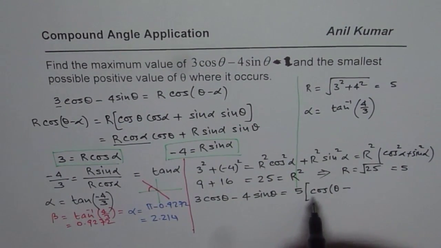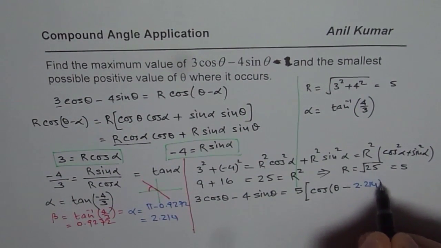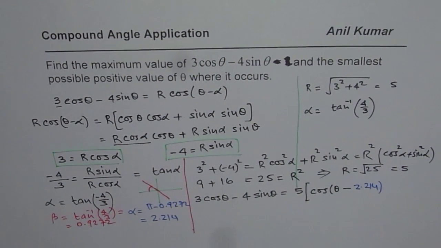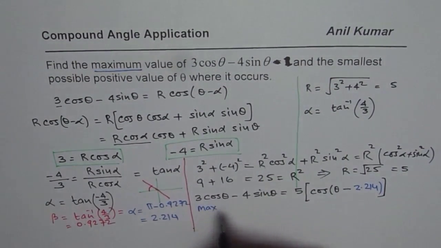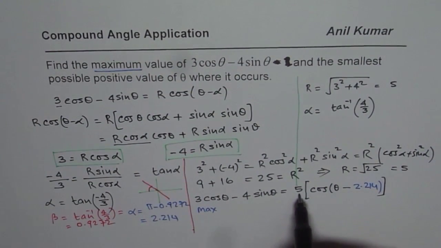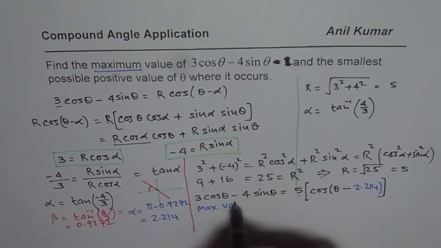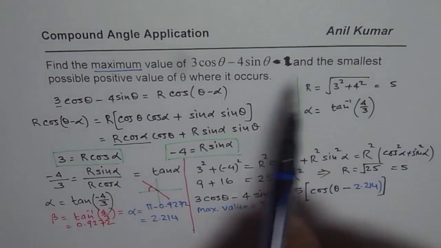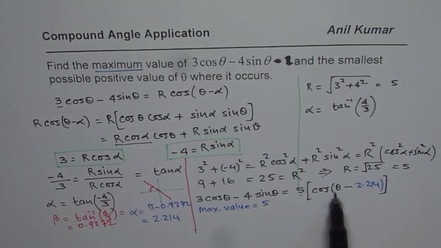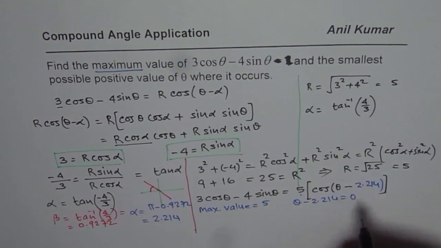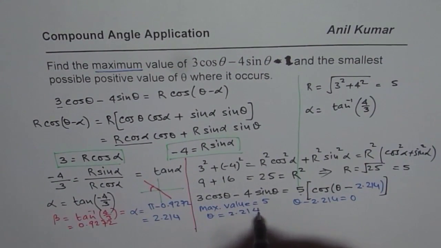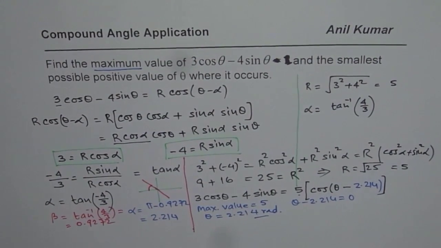So we can write that 3 cos theta minus 4 sine theta equals 5 times cos of theta minus 2.214. You get the idea. That is how we get the equation. Now the question is to find the maximum value. The maximum value of a cosine function is 1, and therefore 5 times 1 gives the maximum value, which is 5. The smallest possible positive value of theta is when theta minus 2.214 equals 0. That means theta equals 2.214 radians.